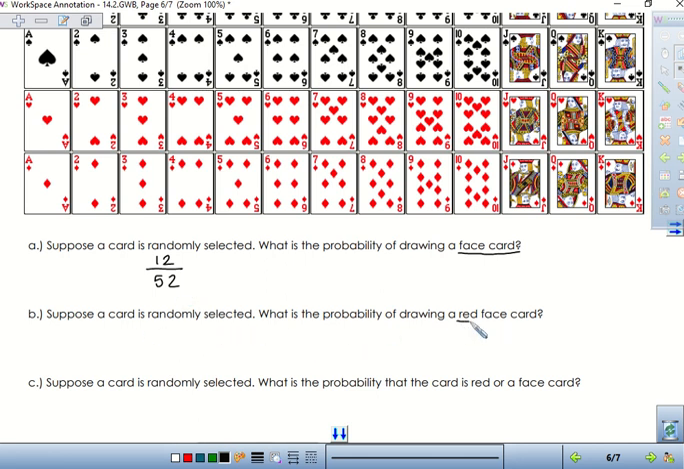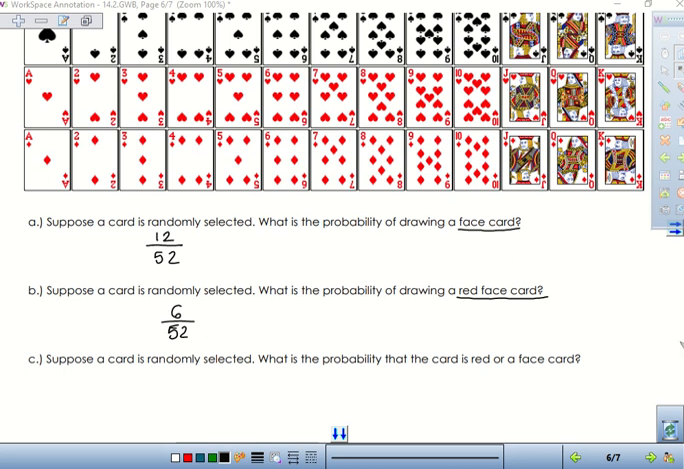Suppose a card is randomly selected. What is the probability of drawing a red face card? So 6 out of 52, because those are the number of face cards that also are red, which are the hearts and the diamonds.